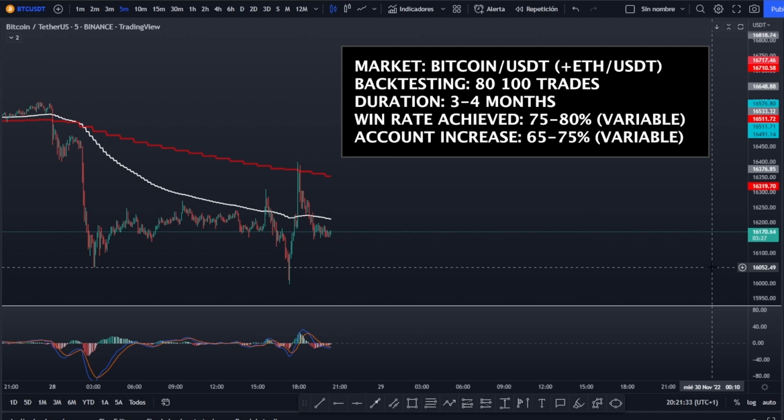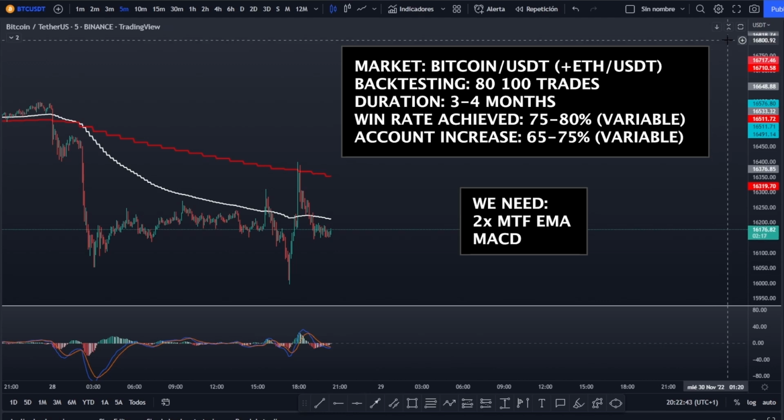At the end, the account's growth was between 65 and 75%, and I once again marked it as variable for exactly the same reason. The most important thing is that it is a very simple strategy to see and use, both for those of you who are new to the world of trading and if you have been practicing for a few months or years.